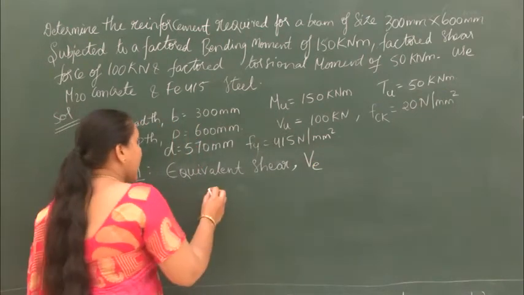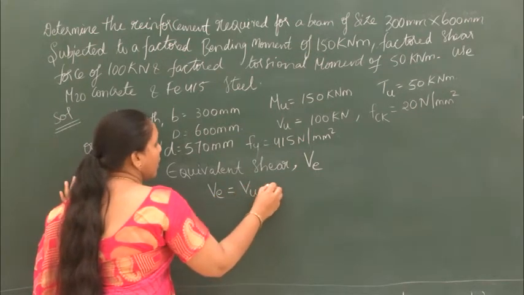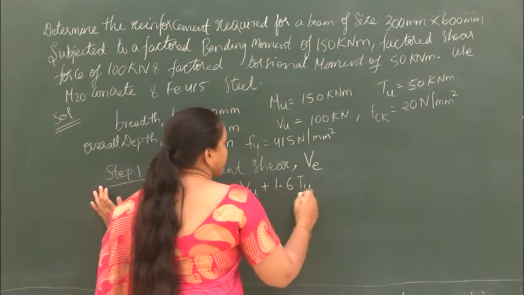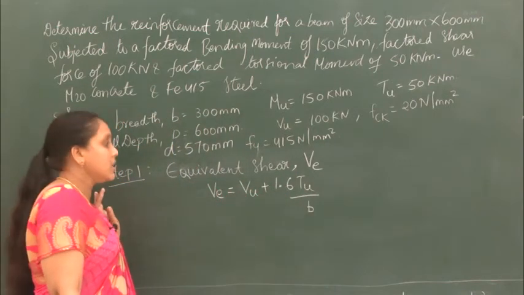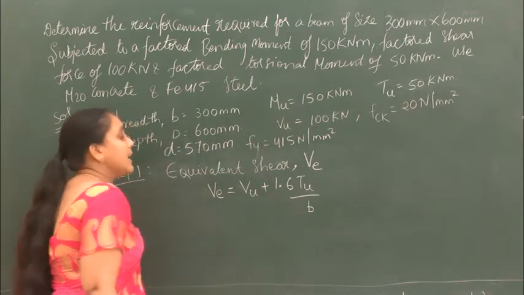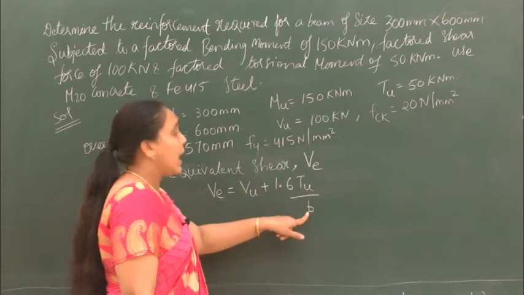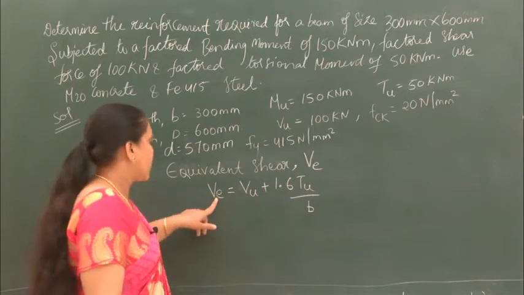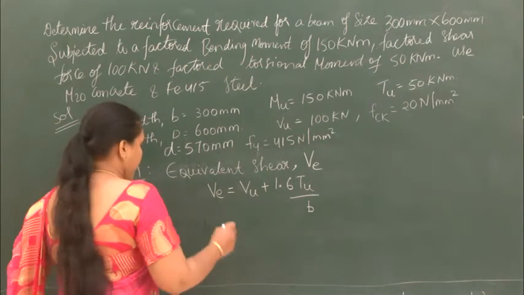And what is the formula for calculating the equivalent shear? Ve is equal to Vu plus 1.6 Tu by b, which is given in IS 456-2000. Can we calculate Ve from this? Vu is already given, Tu is already known, and the breadth of the beam is already known. Substituting all the values here, we will get the value of Ve, which is nothing but the equivalent shear.